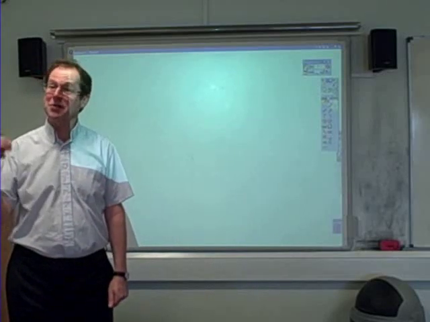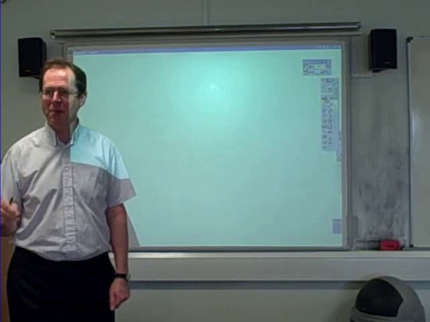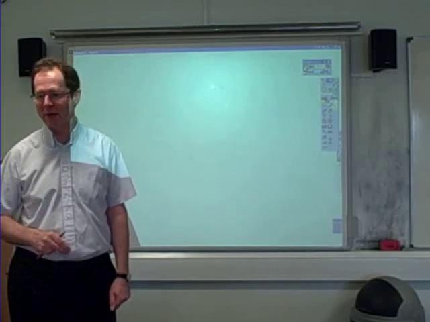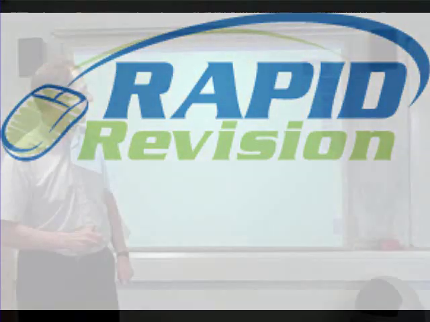Would you please, assuming profit maximisation, draw a diagram that shows a pure monopolist earning supernormal profit? Off you go.